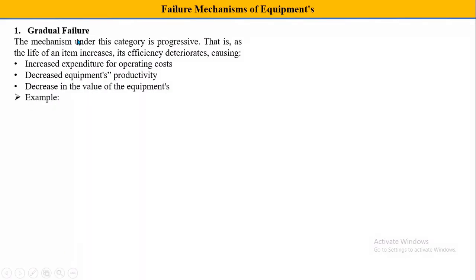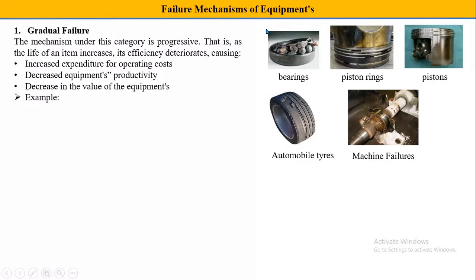It includes gradual failure. The mechanism under this category is progressive, that is, as the life of an item increases, its efficiency deteriorates. For example, a bearing, a piston, automobile tires, machine failures. These do not suddenly break down. As you use your tire for 1 year, 2 years, 3 years, or your bearing for 1 year, 2 years, what will happen? It will decrease in efficiency with respect to time.